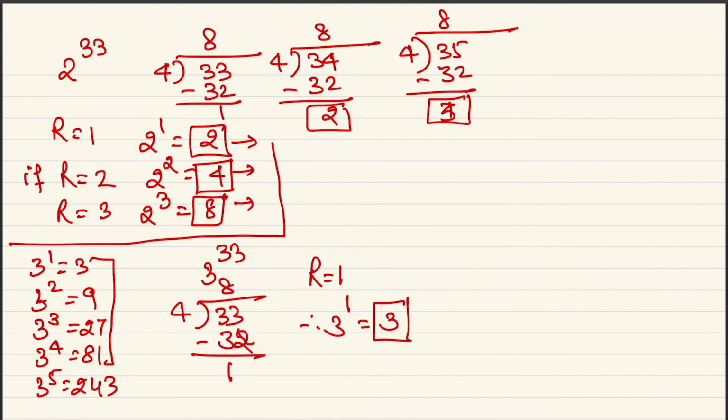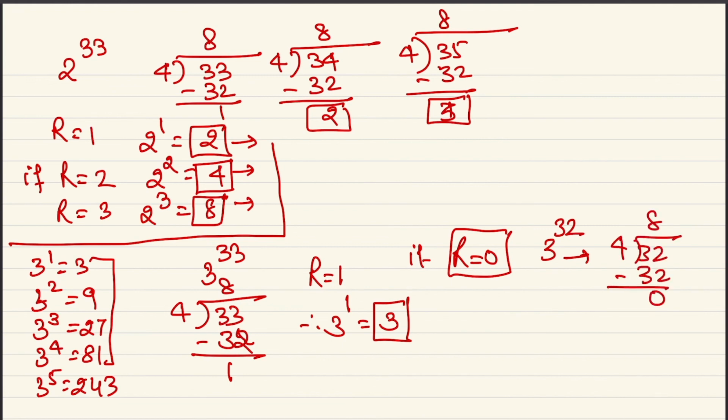If remainder is equal to 0, suppose it is 3 power 32, then I will divide 32 by 4 and the remainder comes out to be 0, and whenever the remainder is 0, I told you the power will be 4. So 3 power 4 is 81, so the unit digit will be 1. Same for 7 and 8.